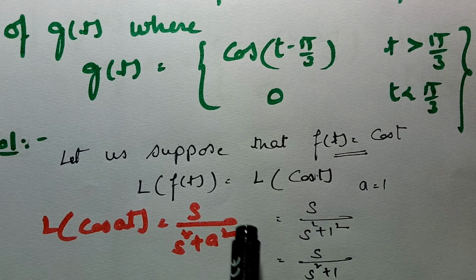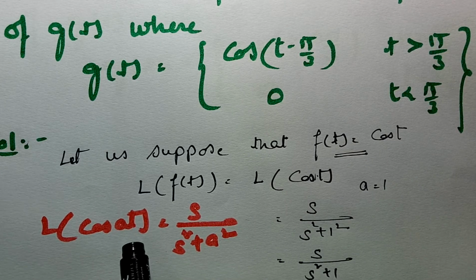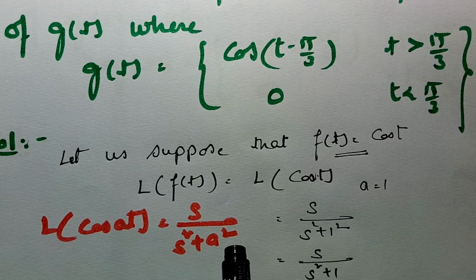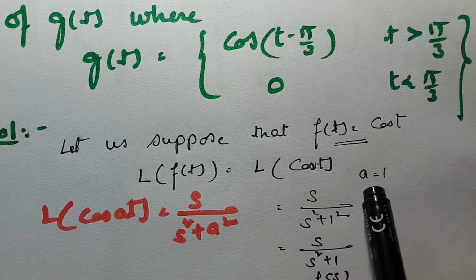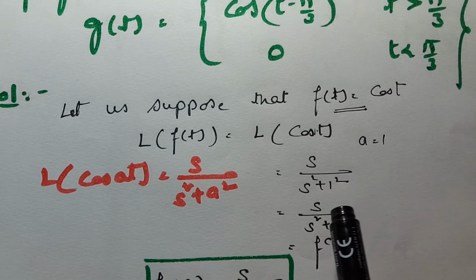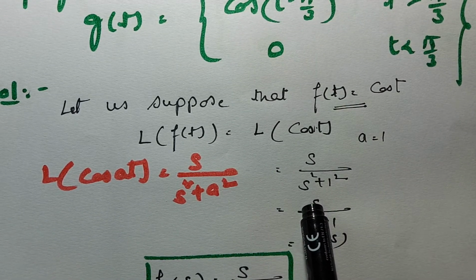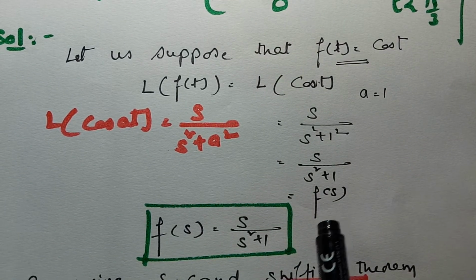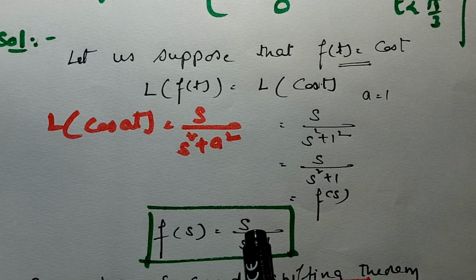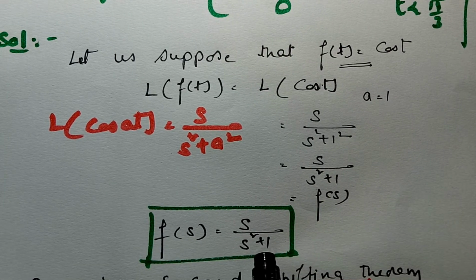From the elementary functions, we have the formula: Laplace transformation of cos at is equal to s by s square plus a square. If you see this question, the coefficient of t is nothing but 1. So a will be 1 here. Laplace transformation of cos t is nothing but s by s square plus 1, which is f of s. So we got the value of f of s ready here, that is s by s square plus 1.